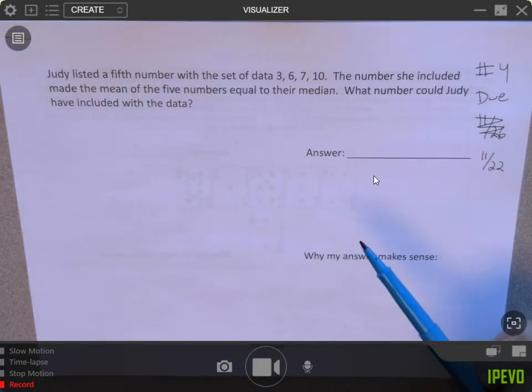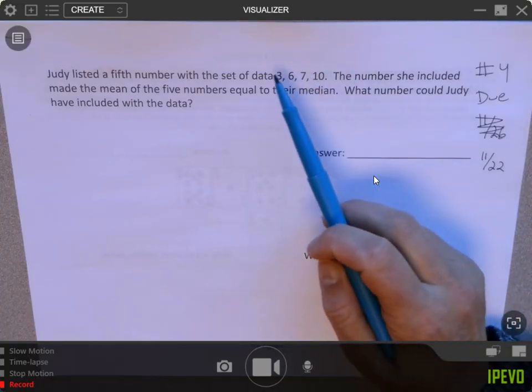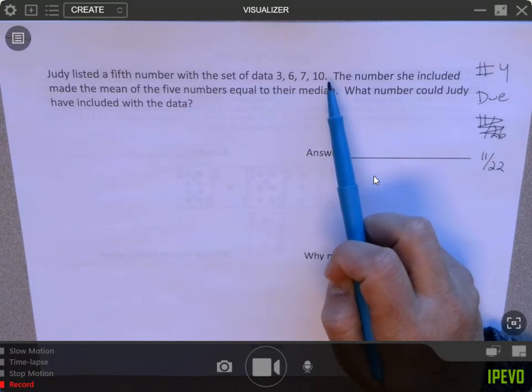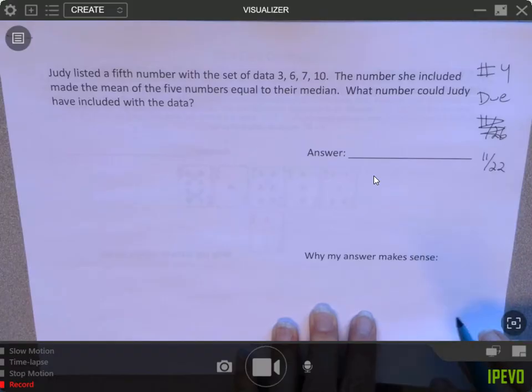I'm going to tell you right now, I have at least 3 answers that work, so it's not just one answer, okay? Find a number that you can add into here where if you add up all 5 numbers, divide by 5, it's going to equal whatever your median is, depending on what number you add to it. So there's going to be some guess and checking on here, okay?